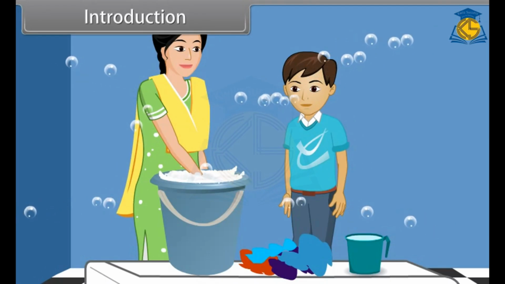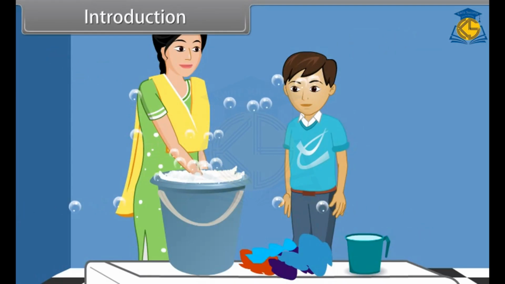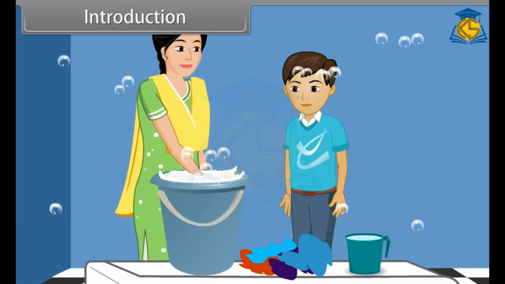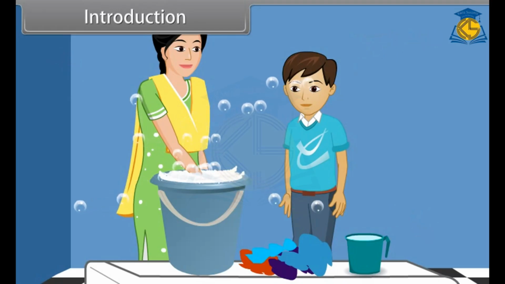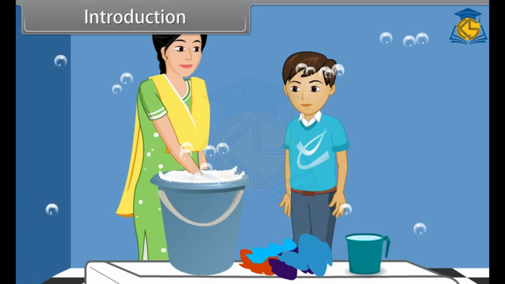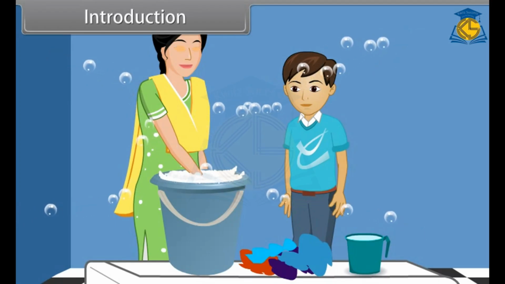His mother replied that it happened due to surface tension. When detergent is added to the water, the surface tension is decreased. Hence, a lot of stable bubbles are produced. Students, you must want to know more about this. Today, we will study fluids and their mechanical properties.